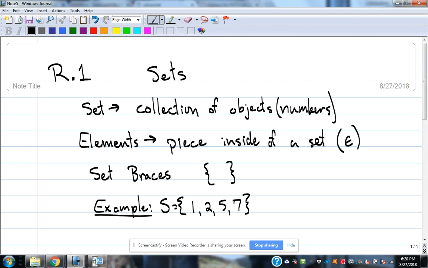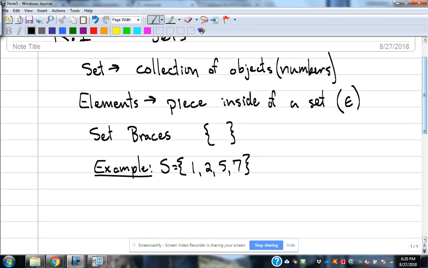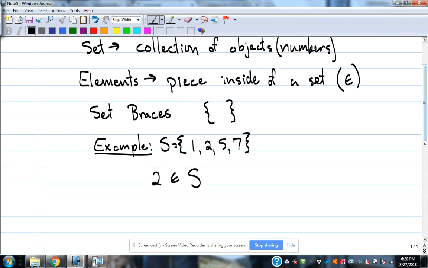So the way that you would say that is you could say 2 is an element of S. That's the math notation. 2 is an element of S. That's how that's read. 2 epsilon S means 2 is an element of S. That's the way we write that.